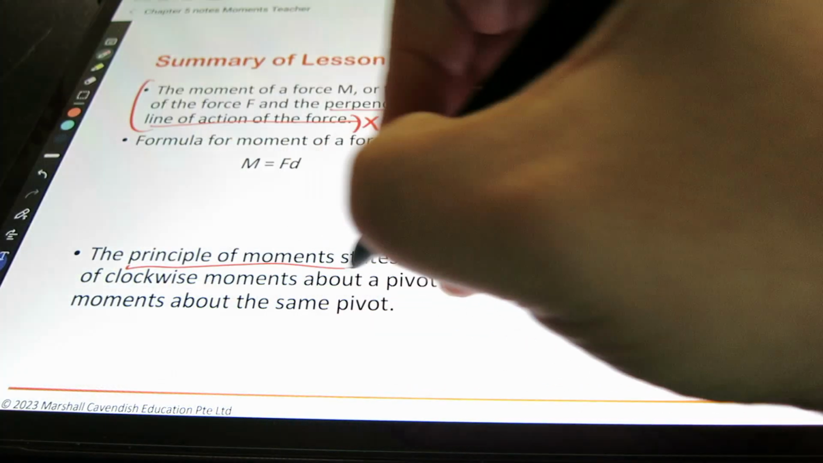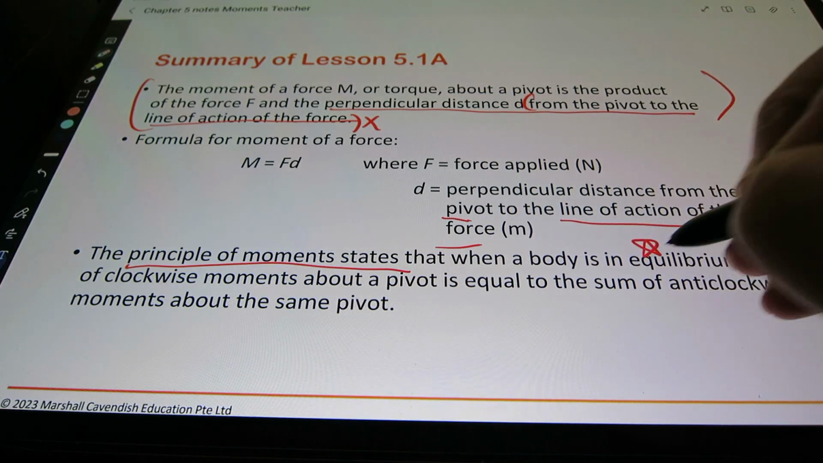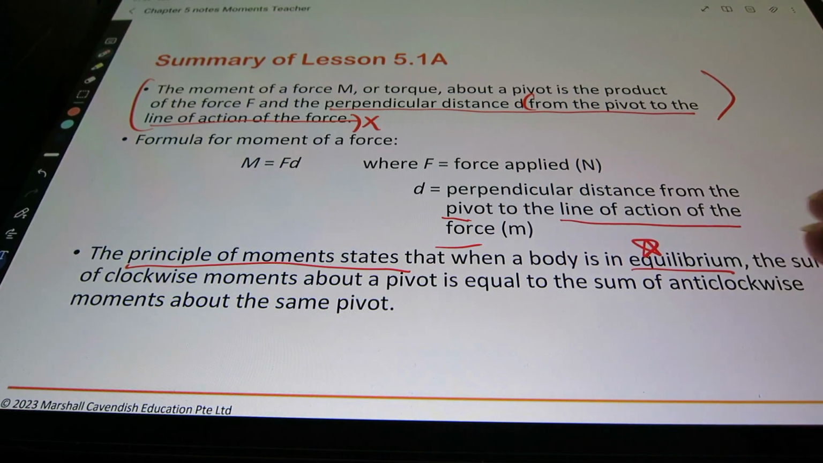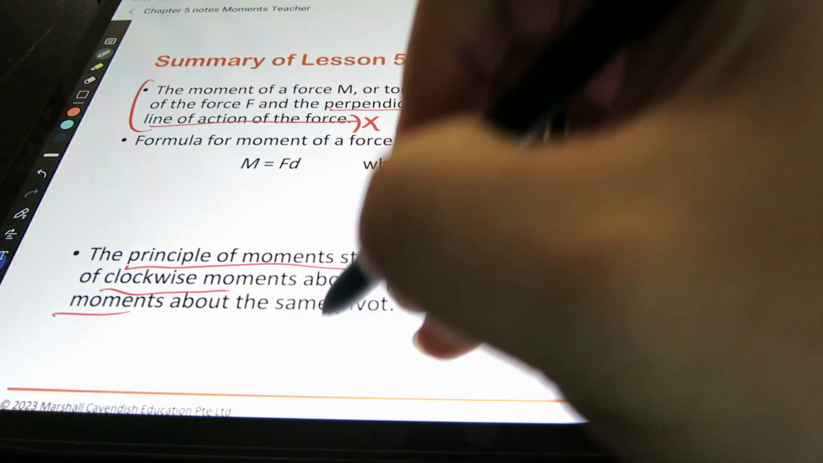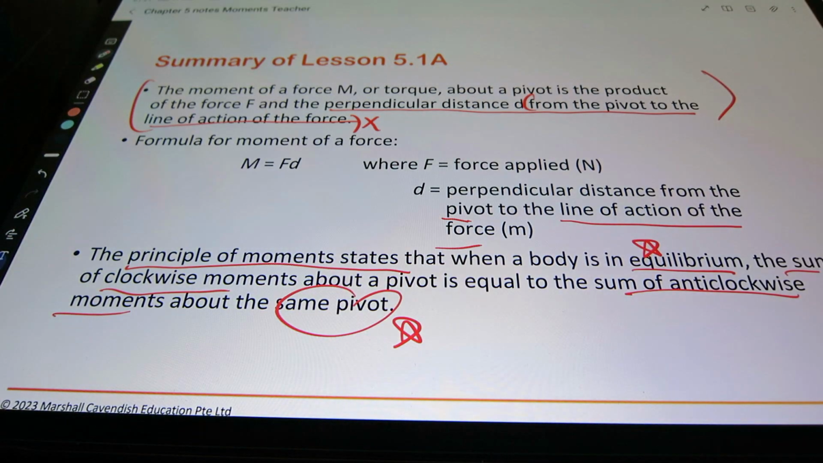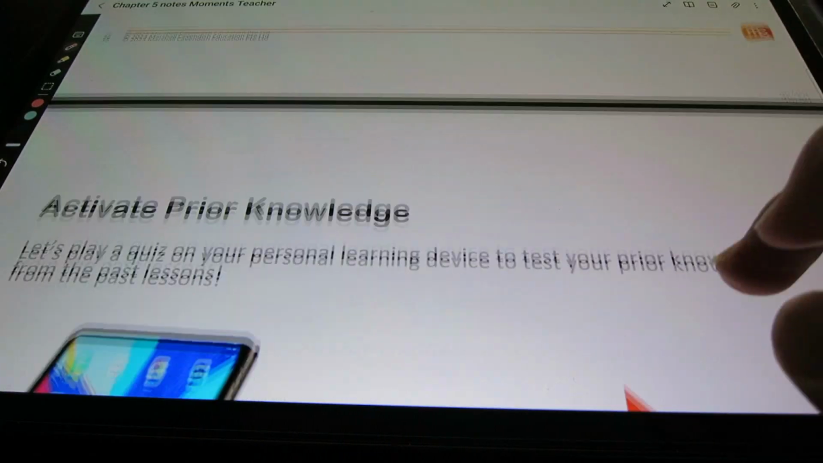Then the principle of moments states that when an object is in equilibrium, or rather is balanced, the sum of the clockwise moments must equal the sum of the anti-clockwise moments about the same pivot. This is also important.